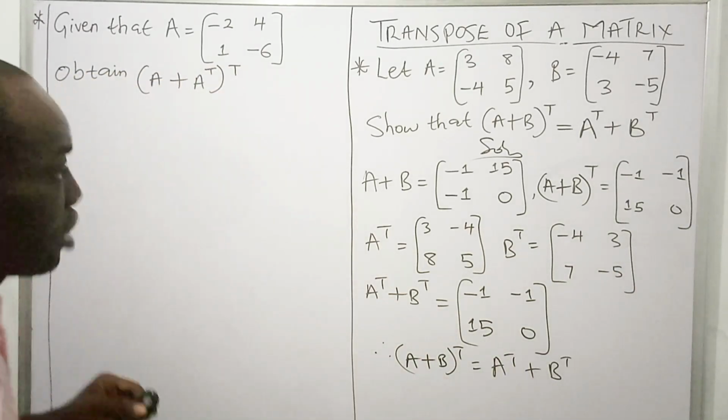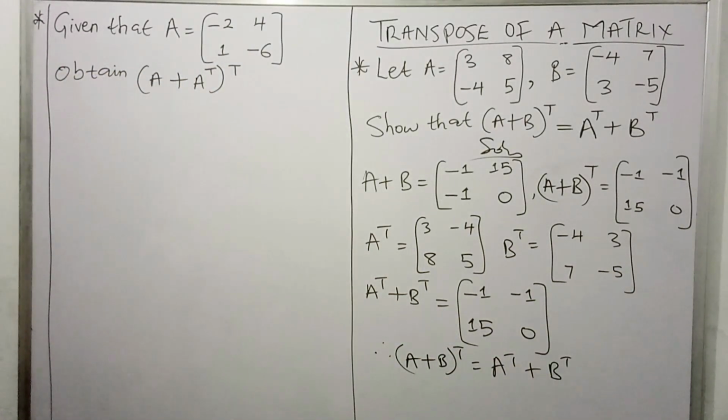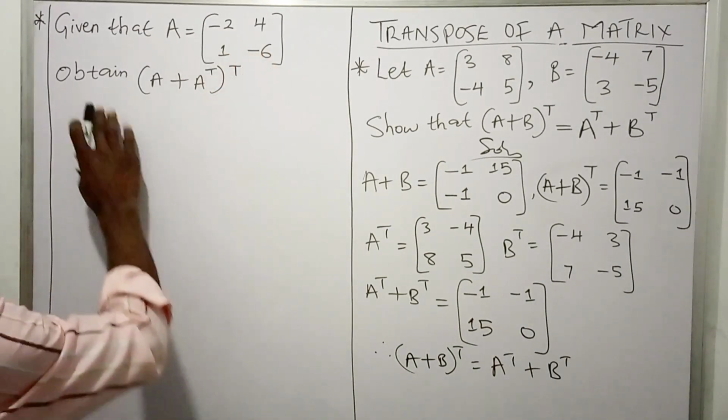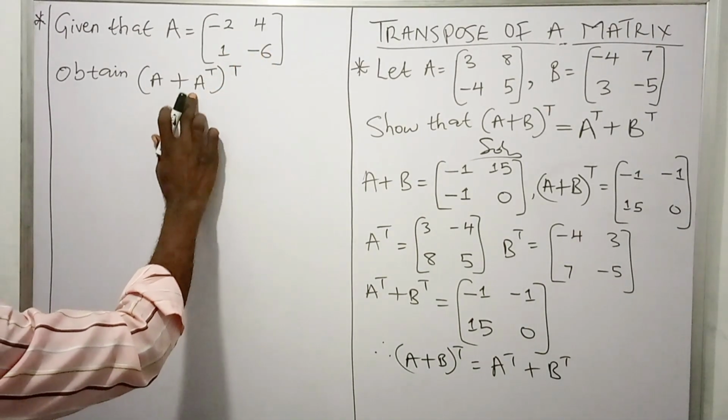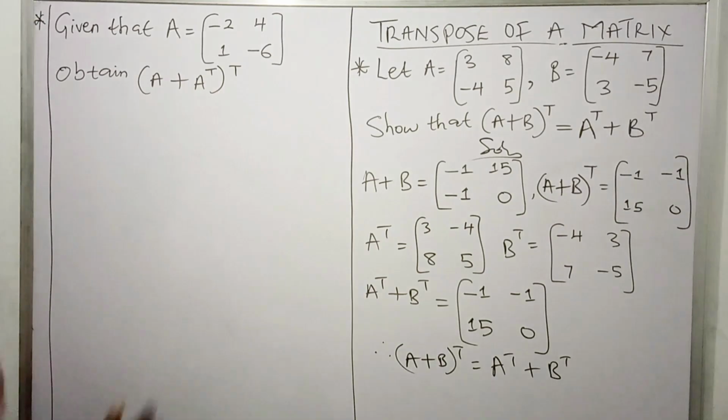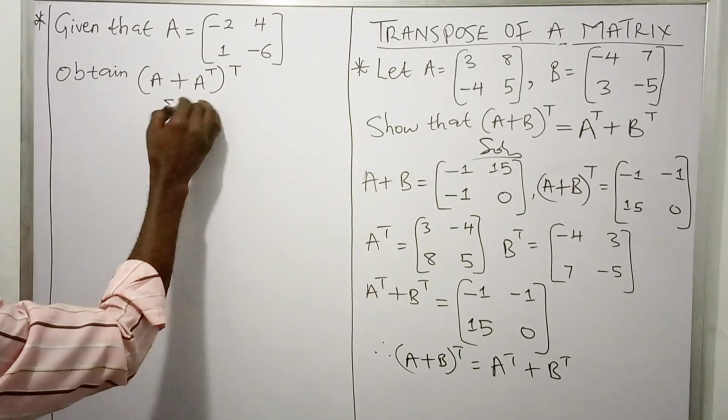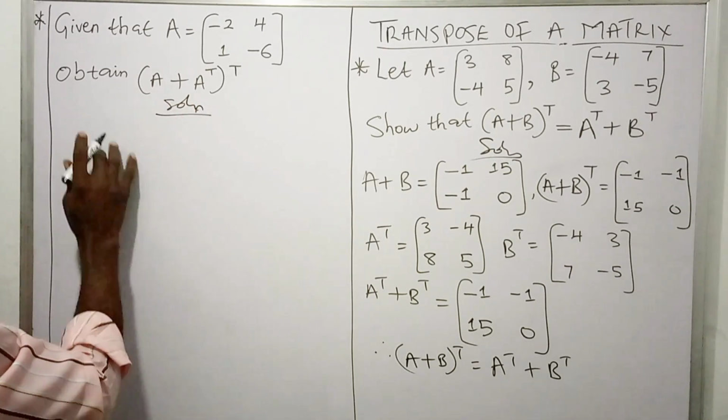All right. Now, let's get to the second question here. Given that A is this, we are asked to obtain (A plus A transpose) transpose. All right. Now, let's begin with A transpose first.